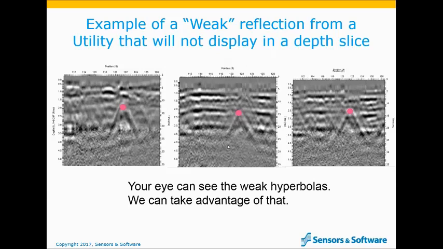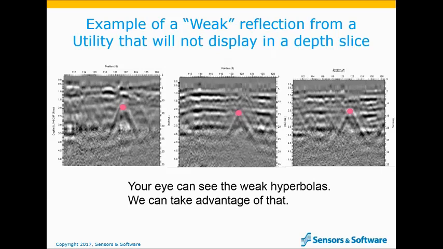And because depth slices and 3D are really dependent on that amplitude, the strength of the signal, they become very difficult to see. But your eye can see this really well. We can look at this and I see a hyperbolic feature there. And that's when interpretations become very powerful.